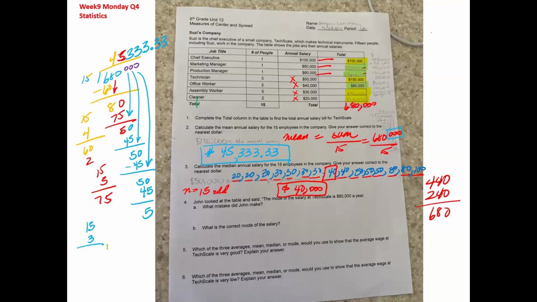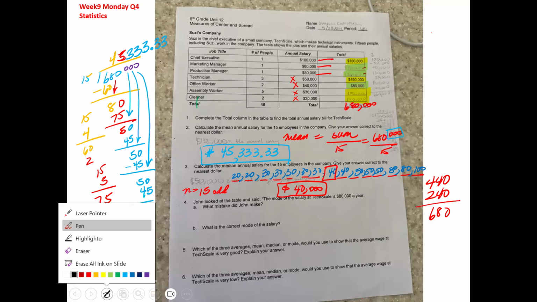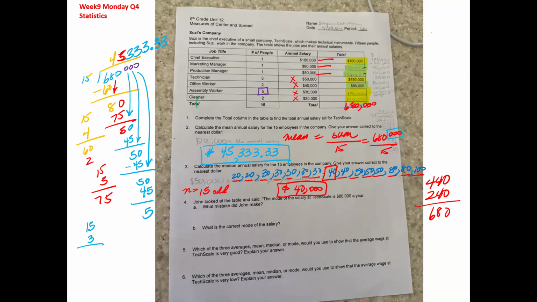Okay, which number has more repeats than anything else? $30,000. How many repeats does $30,000 have? 5. There are 5 people that make $30,000. If he says 80,000, how many repeats does 80 have? 2. Yeah, so what mistake did he make? He does not know mode. Well, you could say 80,000 only has 2 employees, 30,000 has 5. That is the mode.